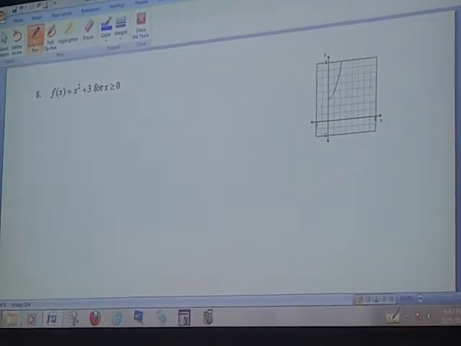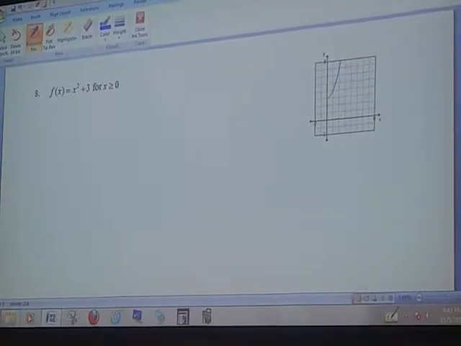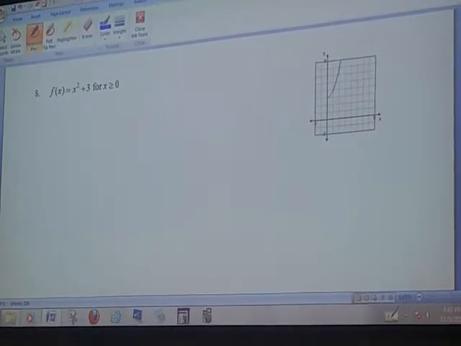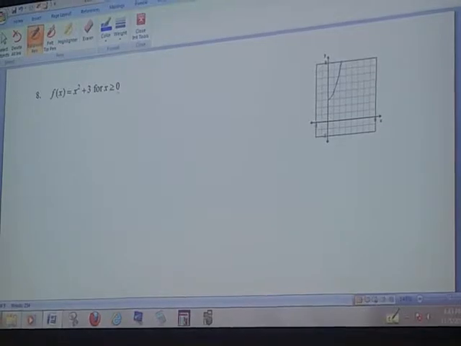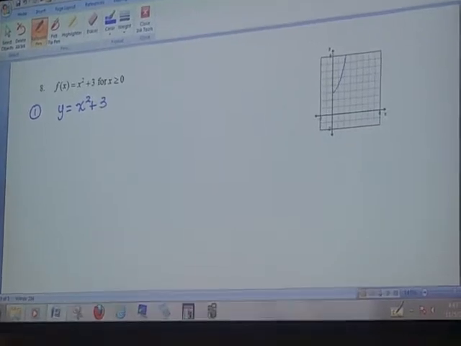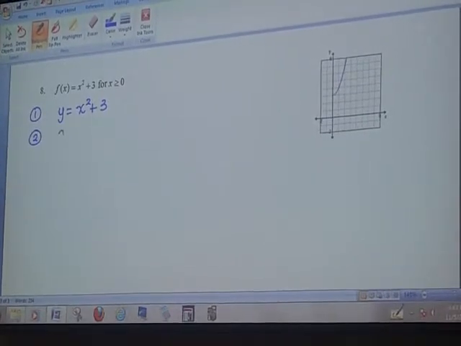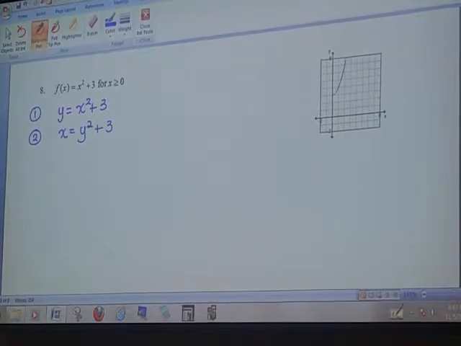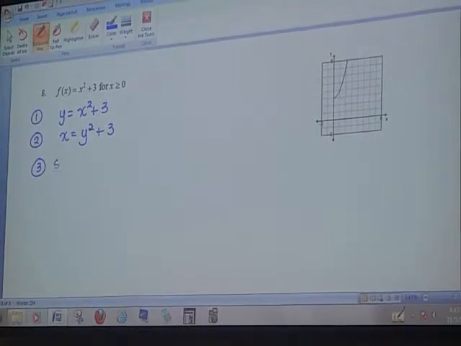So, as long as it's a function, anything can be here, right? So, this is f of x equals x squared plus 3 for x greater than or equal to 0. I'm going to show you why that little restriction is on there. First step is to say, you call this a y. Second step is you reverse the x and the y. Third step is to solve for y.